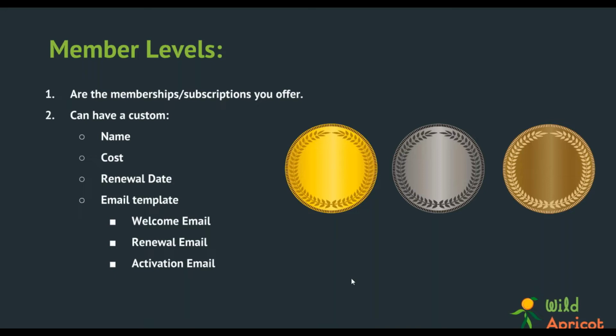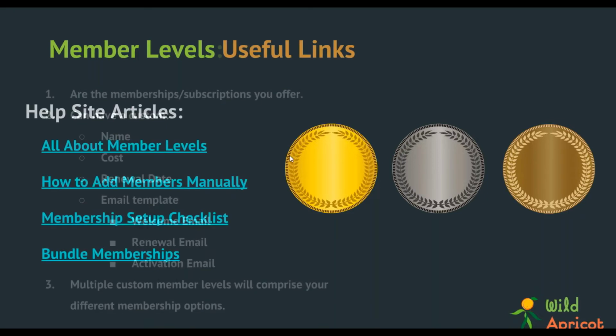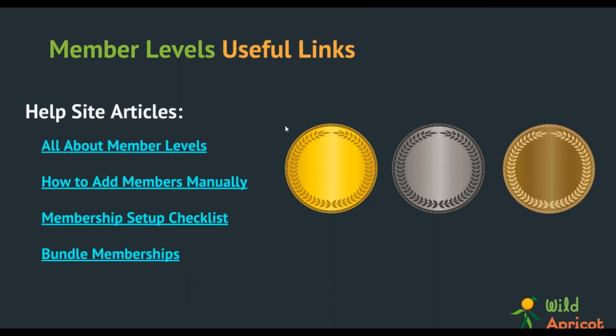So member levels themselves can have custom names, custom costs. You can set the specific renewal date, whether that's the same date that somebody joined the organization, or something like the 1st of every month. And of course, for each individual member level, you can set a welcome email, a renewal email, activation emails, all sorts of types of automation. So I'm going to show you all about how to do that.